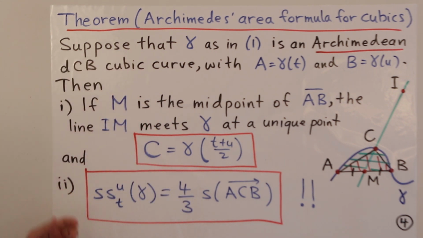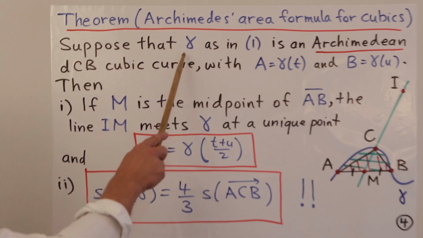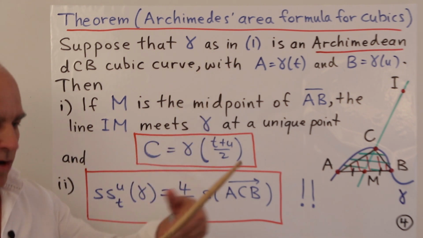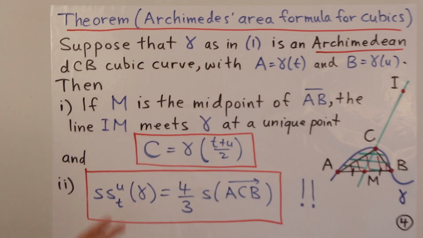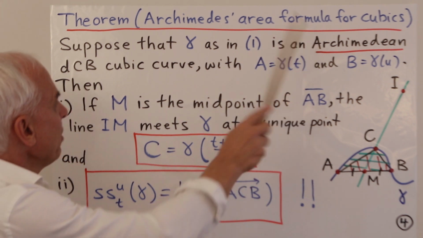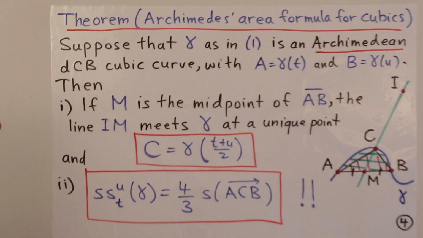Okay, so what is this lovely theorem? Suppose that gamma is, first of all, described, written down as in our first formula, and it's an Archimedean DCB cubic curve.